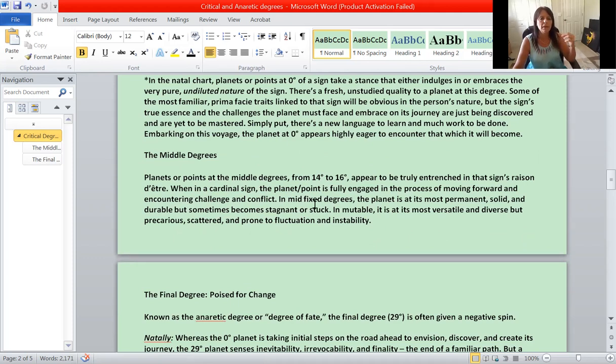In the mid fixed degrees, the planet is at its most permanent, solid, and durable, but sometimes becomes stagnant or stuck. So that's one of the reasons why that's an interesting spot as well. Okay, in mutable signs, it is the most versatile and diverse, but precarious, scattered, and prone to fluctuation and instability. See if that's the same.